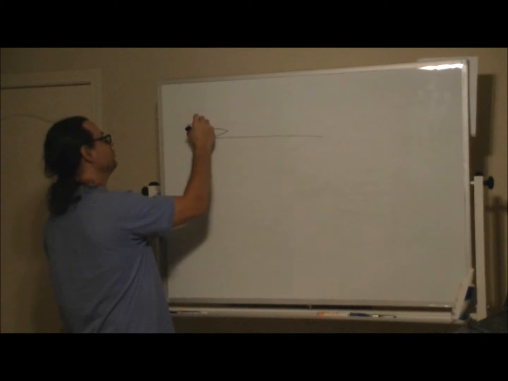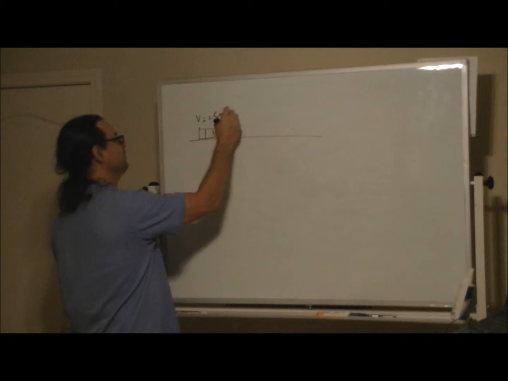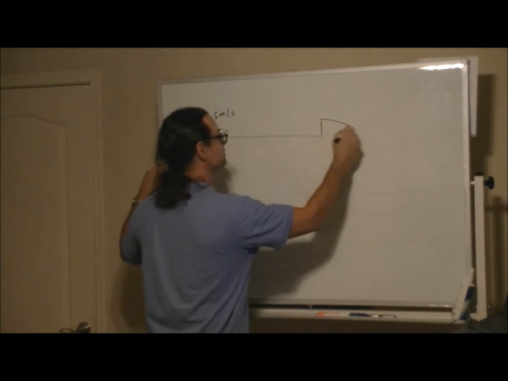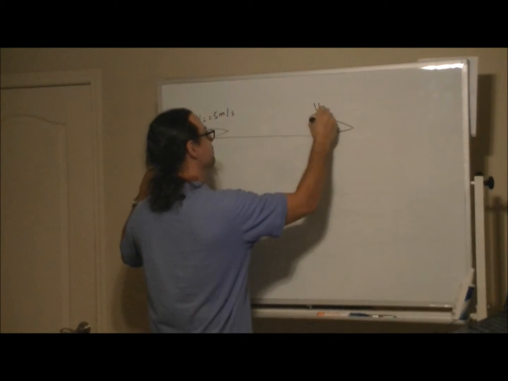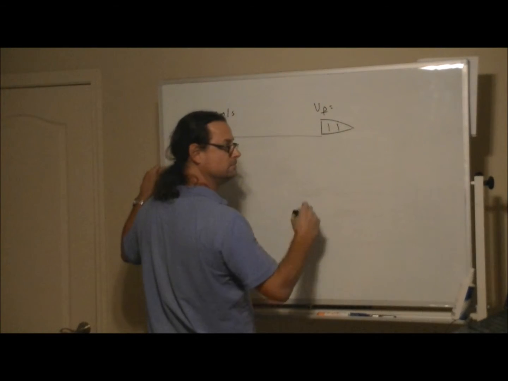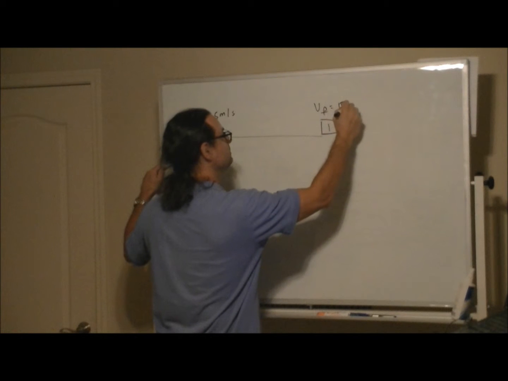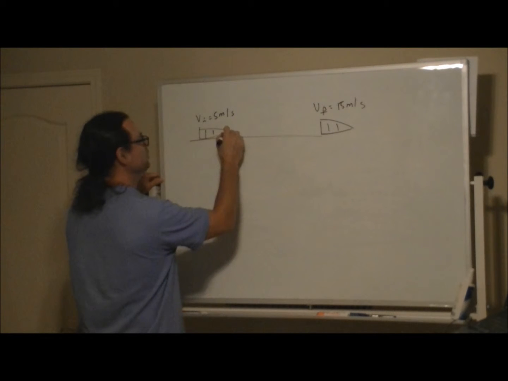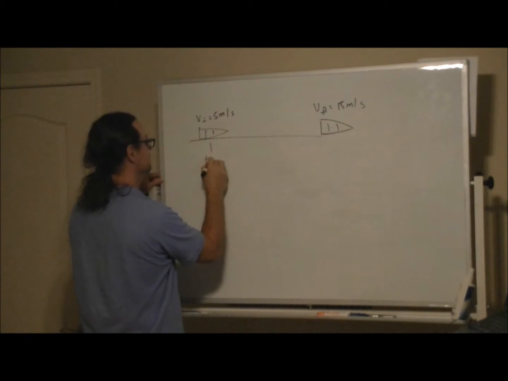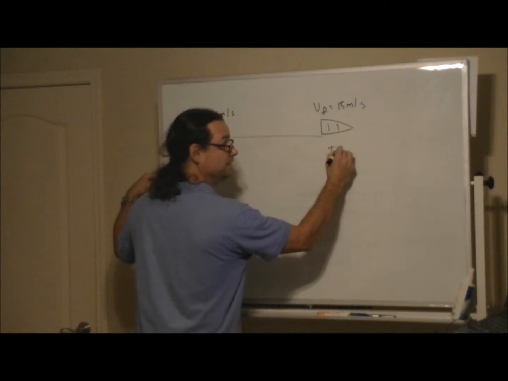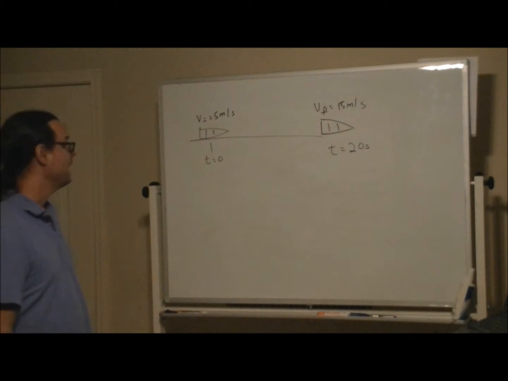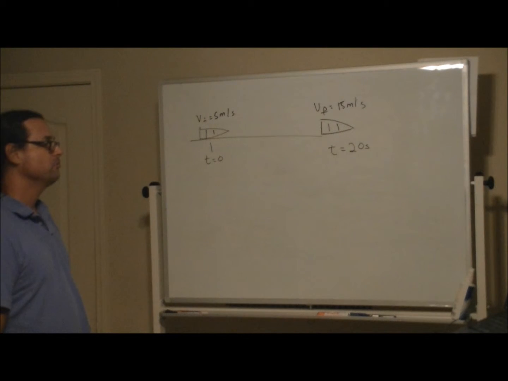So V initial is 5 meters per second. And then 20 seconds later, the boat's down here somewhere. V final equals 15 meters per second. And the time between these 2 points, let's call this t equals 0, and this is equal to t equals 20 seconds. And we want to know how far the boat traveled during that time.